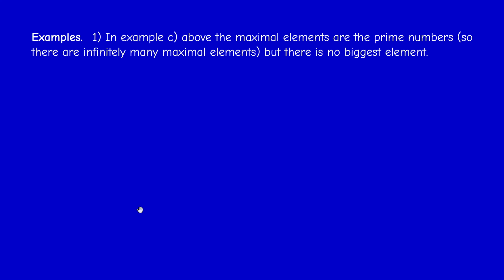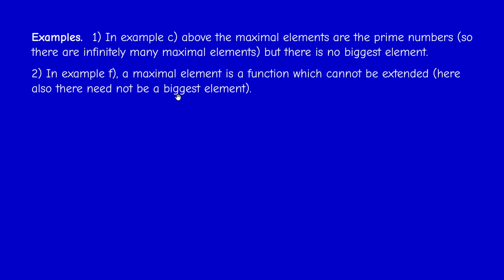Examples: in example C, which was about the inverse division relation, A is less than B if B divides A. Then what are the maximal elements? The maximal elements are precisely the prime numbers. Why? Because a maximal element is not divisible by any other element. If and only if, actually, as you may check. So there's no biggest element here because the order is not total. Yes, there are infinitely many maximal elements. All the prime numbers are maximal for the relation A related to B if B divides A.